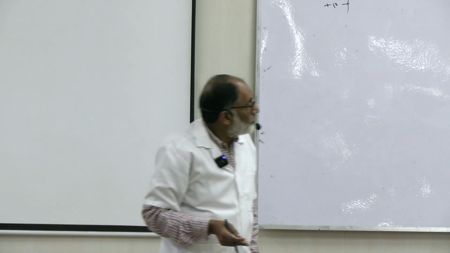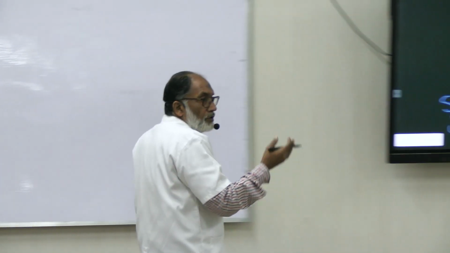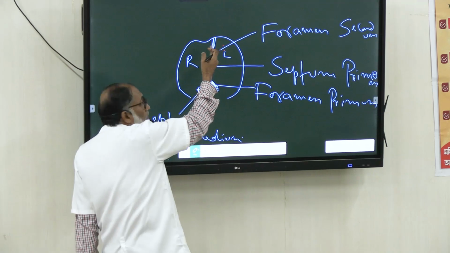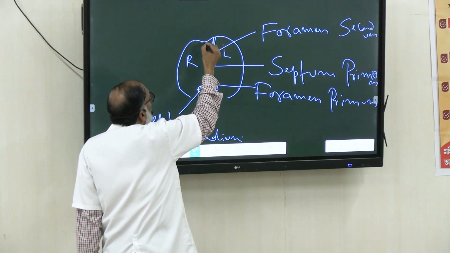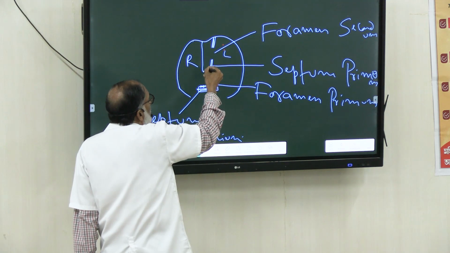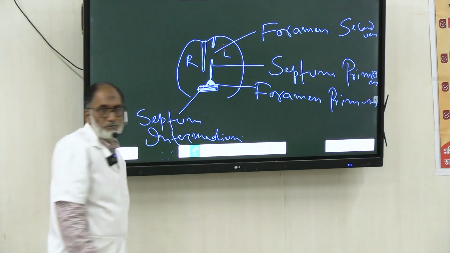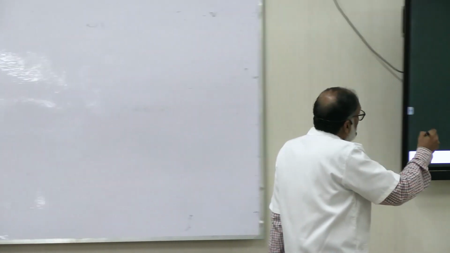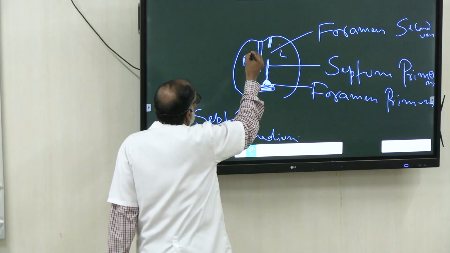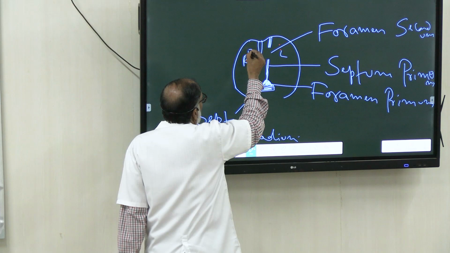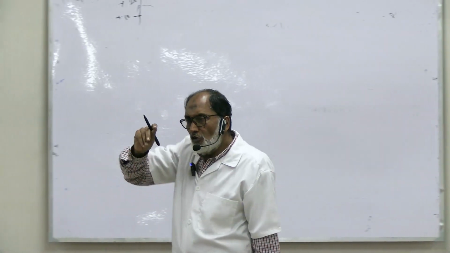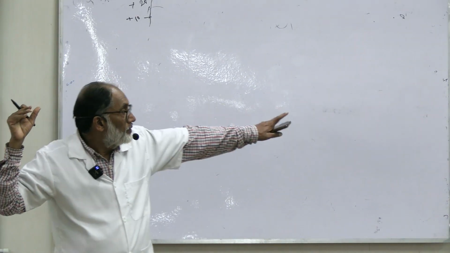Now another septum will develop on the right side of the septum primum. Here another septum will develop, that is known as septum secundum. There is a valve here. Here is an opening. This opening is the opening of the sinus venosus into the atrium.